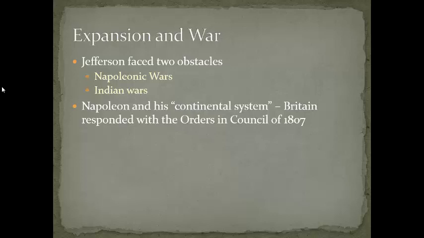Now, America claims to be neutral. And really, both France and England are violating our rights as a neutral, because as a neutral, we should be able to do business with whomever we please.